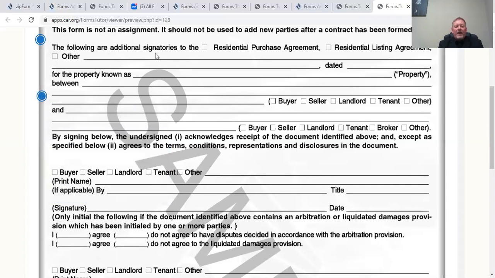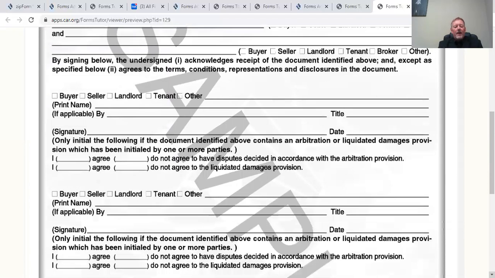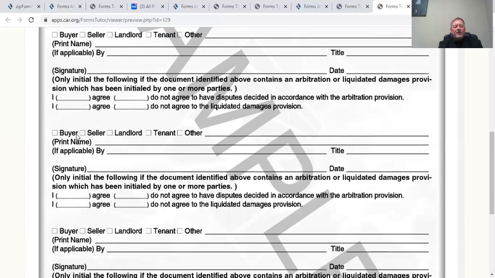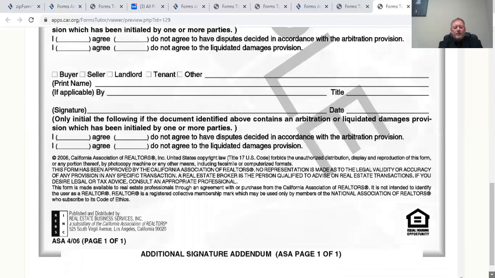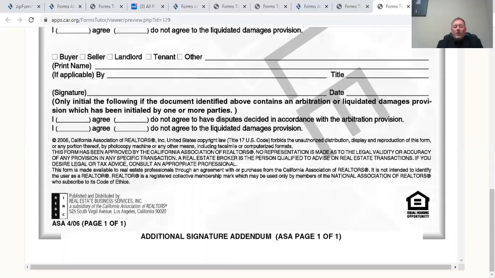So again, we have our additional signatures. We are not adding new parties to the contract. And then after each signature block, you can initial here as to whether or not they agree regarding arbitration or regarding liquidated damages. If there are multiple signers, then we have one, two, three, four additional signature areas. And that takes care of the form ASA.